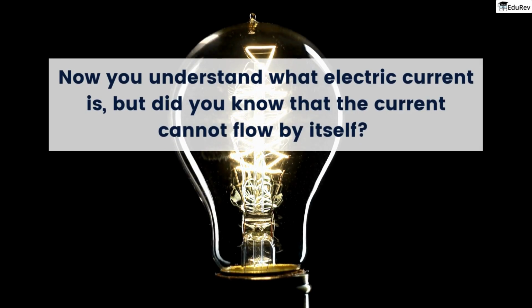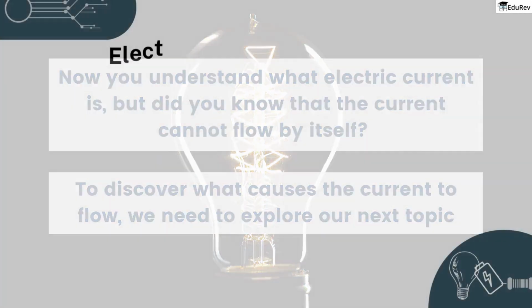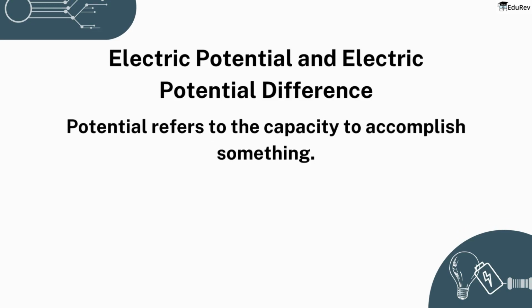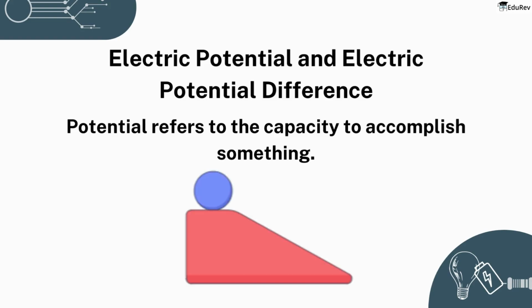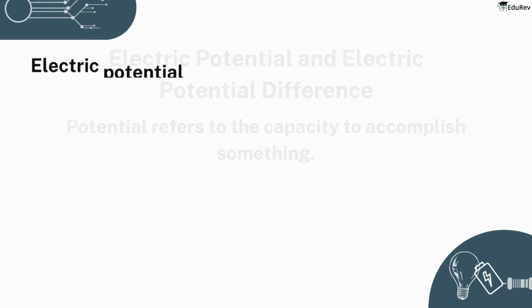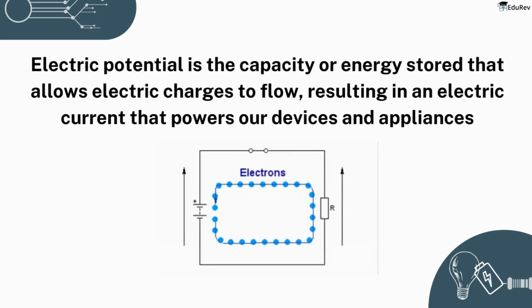Now you understand what electric current is, but did you know that the current cannot flow by itself? To discover what causes the current to flow, we need to explore our next topic: electric potential energy and electric potential difference. Let's first break down the concept of potential in everyday terms. Potential refers to the capacity to accomplish something. For example, a ball at a certain height possesses stored potential energy, which allows it to fall down when released. In the same way, electric potential is the capacity or energy stored that allows electric charges to flow, resulting in an electric current that powers our devices and appliances.